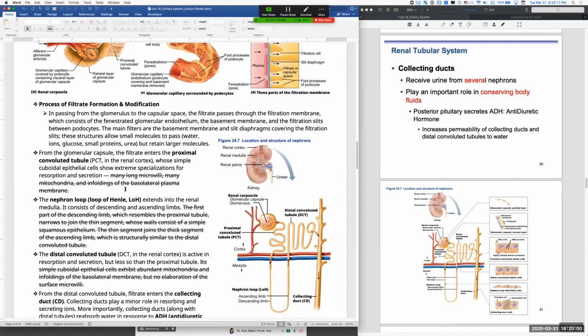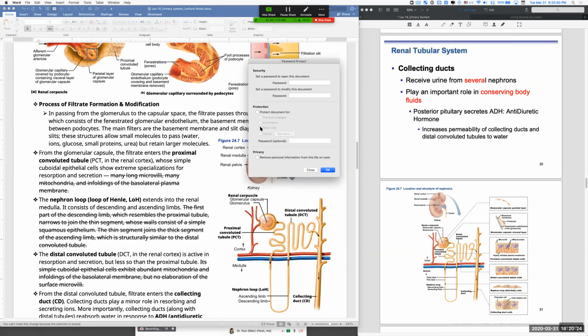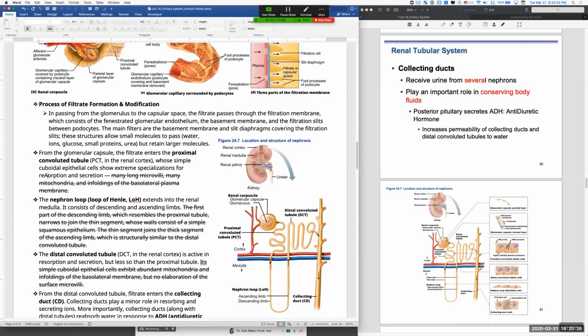The proximal convoluted tubule, okay, PCT, located inside the renal cortex, just like the DCT, they're both located in the renal cortex. Okay. There are specializations that allow it to be able to effectively reabsorb as well as secrete. So this should really read reabsorb. Okay. I've crossed out the parts that you don't have to worry about.